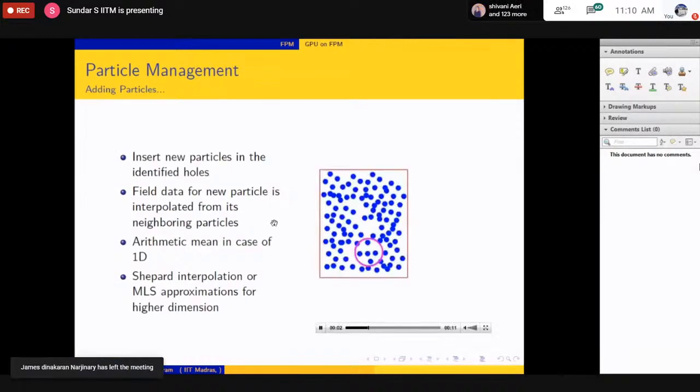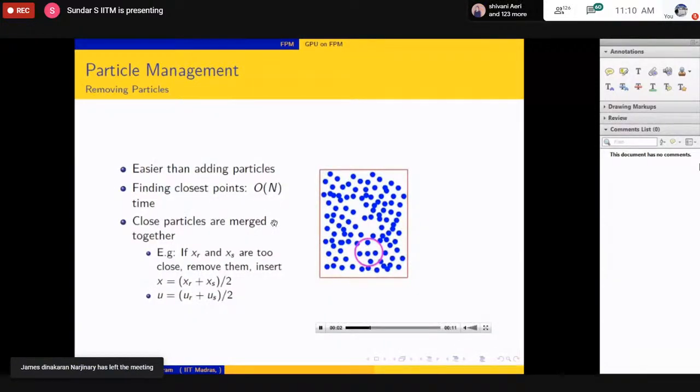So we use this now. It's easier than adding particles. Removing particles is easier because you find the closest points, the close particles are merged, you remove them and insert these new particles. And you update your U, which is a physical quantity, with this information.